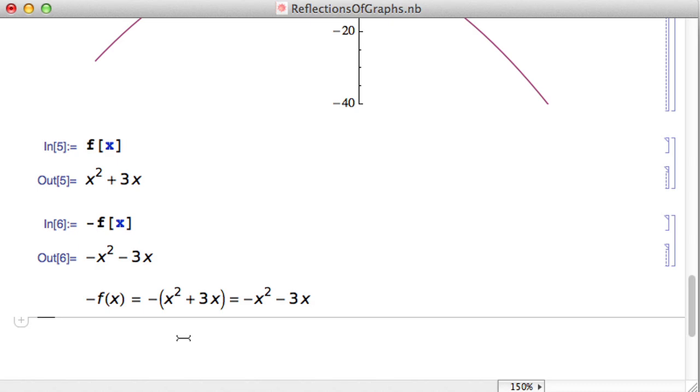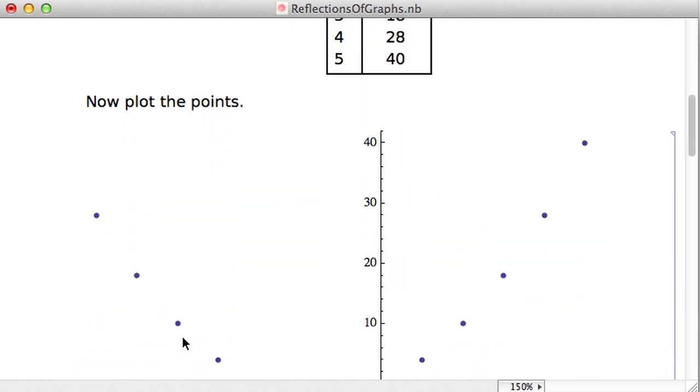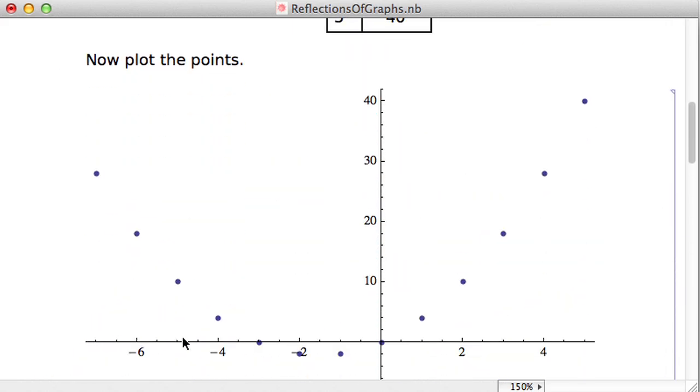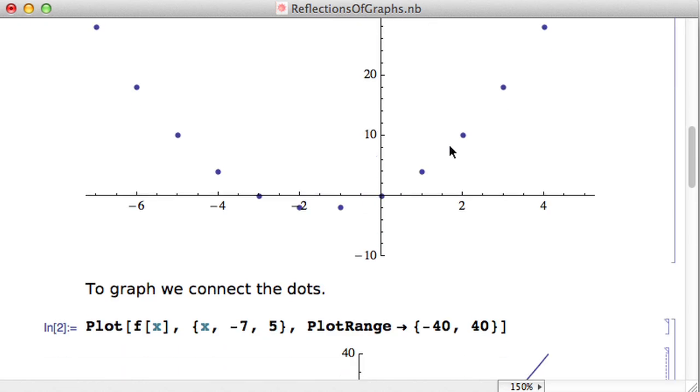Okay, now let's talk about how you reflect about the y-axis. So let's go back to our original function. Here are the points I plotted. If I want to reflect about the y-axis, let's say take this point right here. This point was 2 comma 10. If I want to reflect about the y-axis, then I'm folding on the y-axis, not the x-axis. I fold on the y-axis, and so this point moves horizontally over.